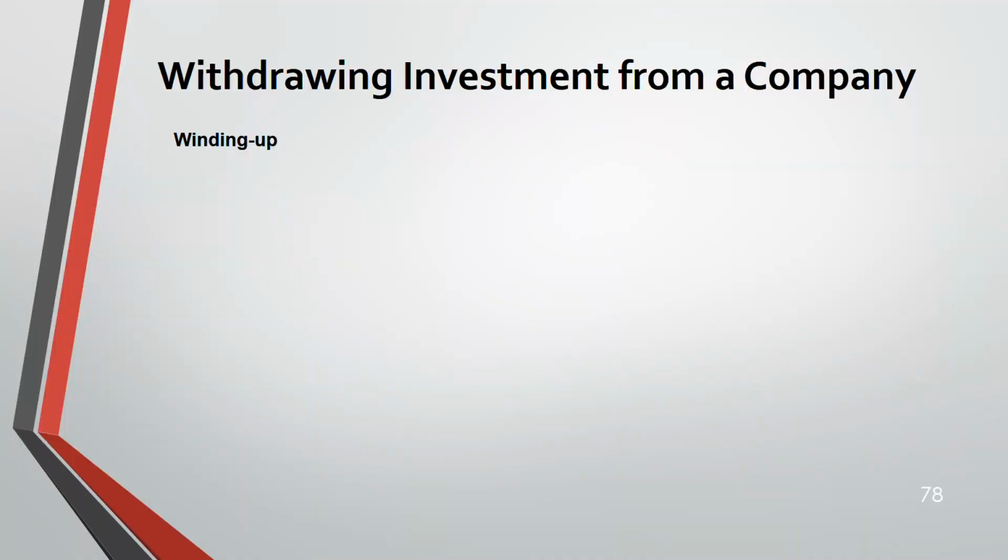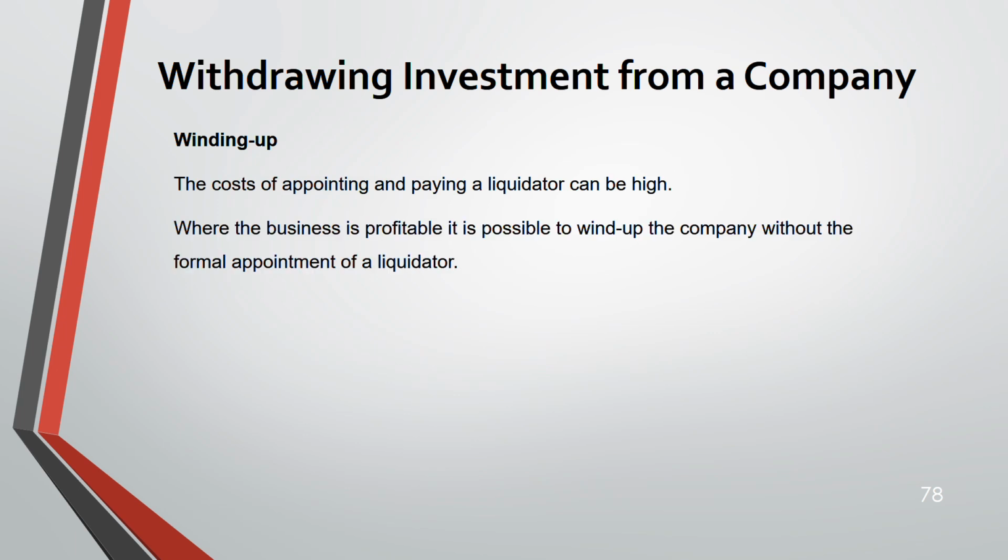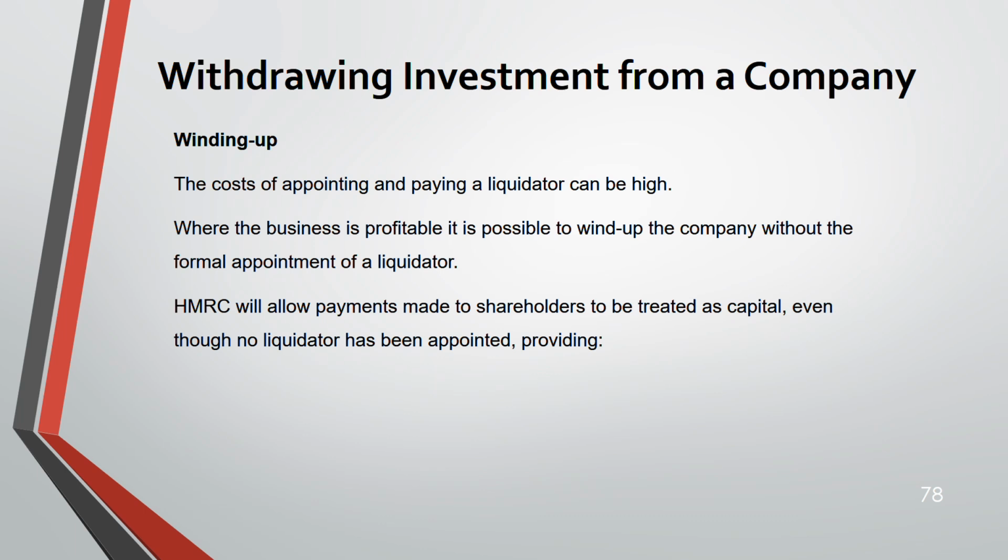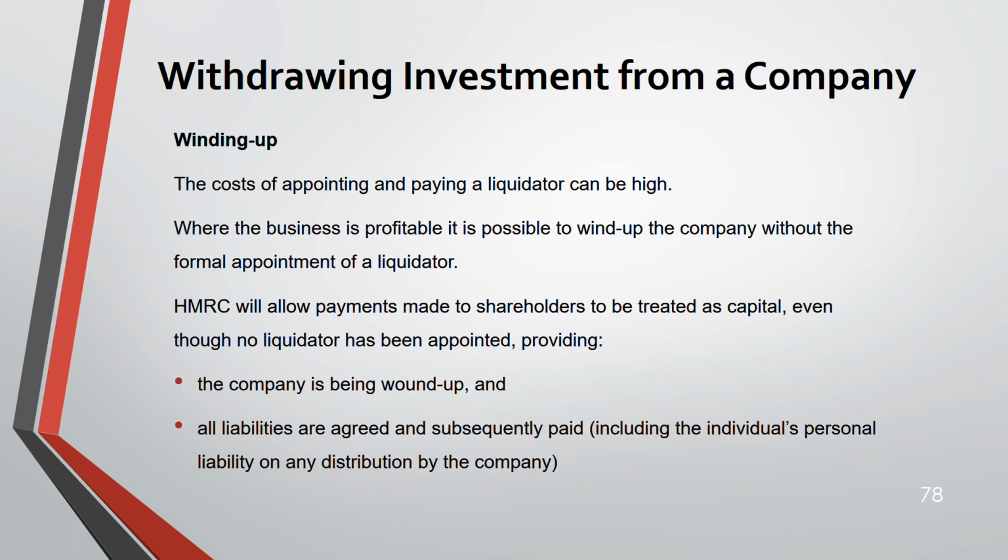So now winding up. The cost of appointing and paying a liquidator can be high. When a business is profitable, it is possible to wind up the company without the formal appointment of a liquidator. HMRC will allow the payments made to the shareholders to be treated as capital, even though no liquidator has been appointed, providing the company is being wound up and all liabilities are agreed and paid, including the individual's personal liability on any distribution by the company. If all the liabilities are paid and the company is being wound up, then any payment received by the shareholder will be treated as capital. Next, the total payment should not be more than 25,000.